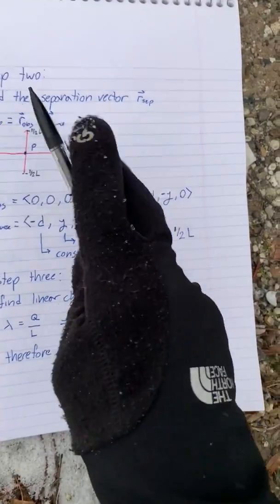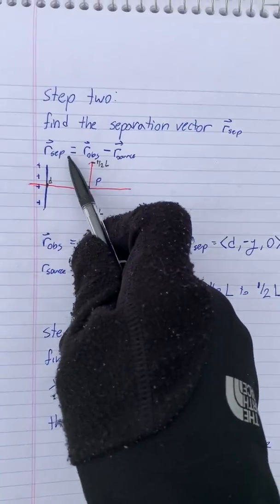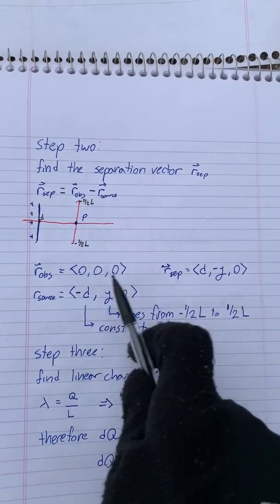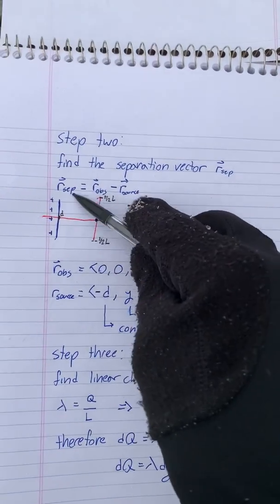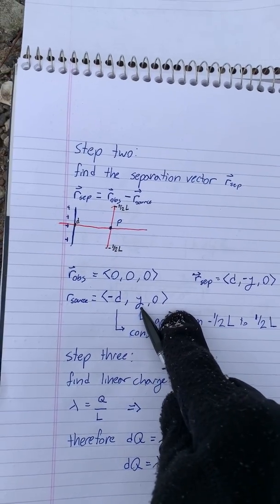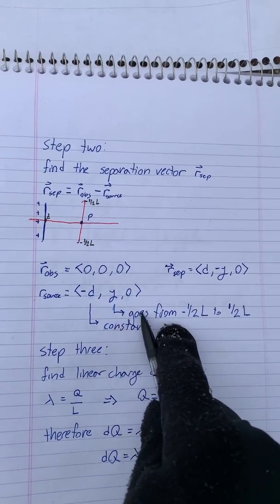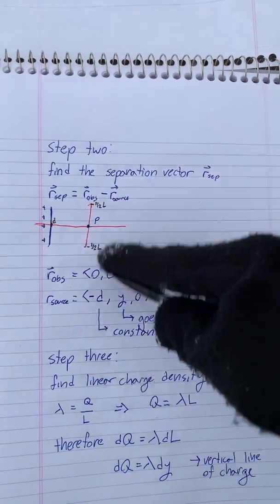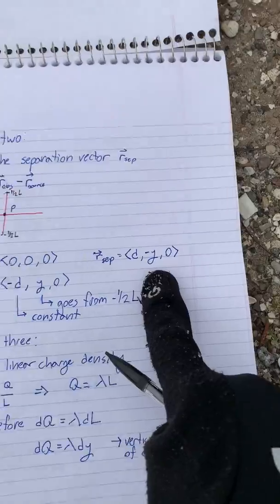Step 2, we find the separation vector. This is our separation vector equation. We know point P is at the origin, and the source, aka the line, is a distance negative d away, with y, because the line goes from negative 1/2 L to 1/2 L, so it's more a variable than a constant, and that's our separation vector.